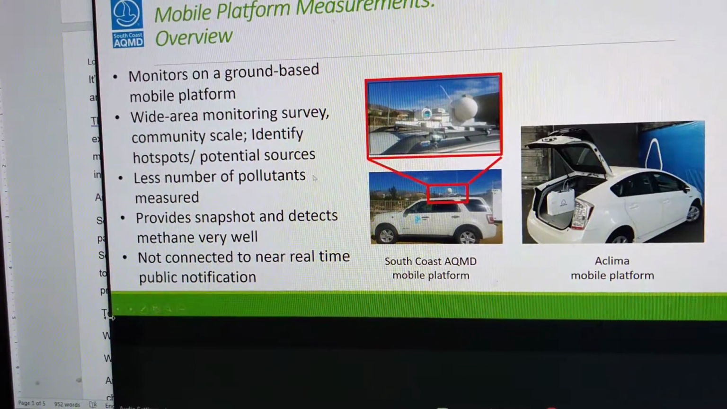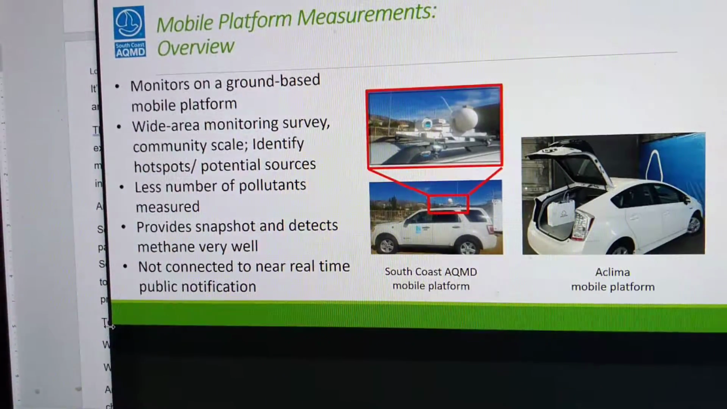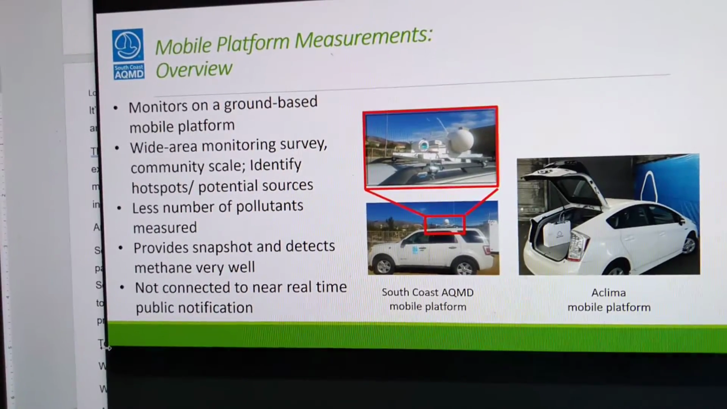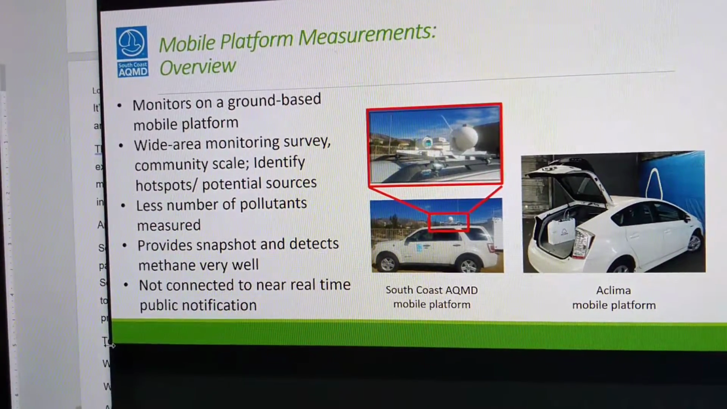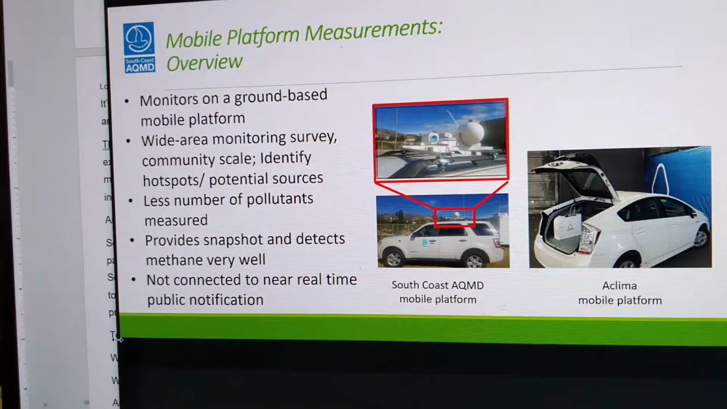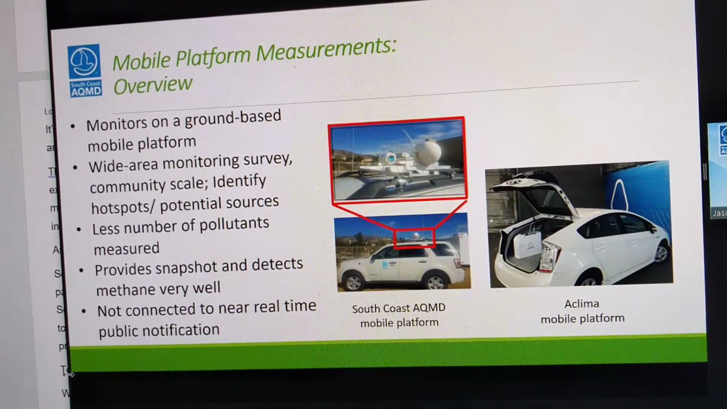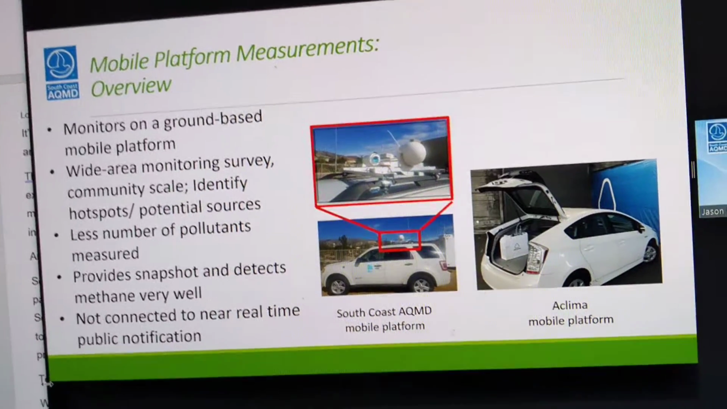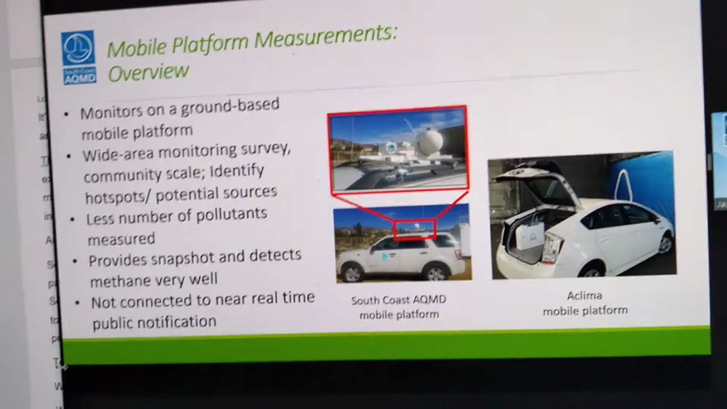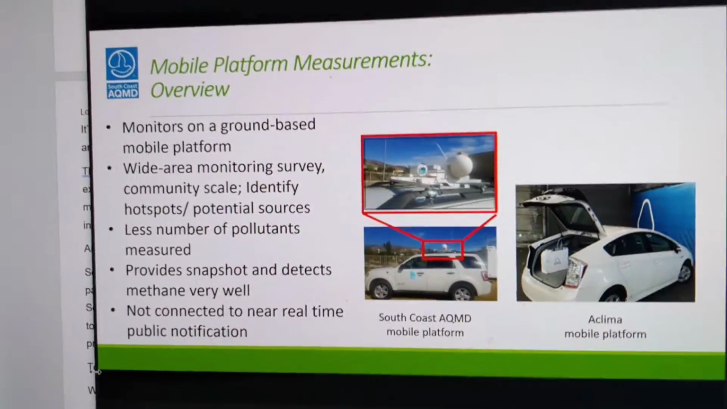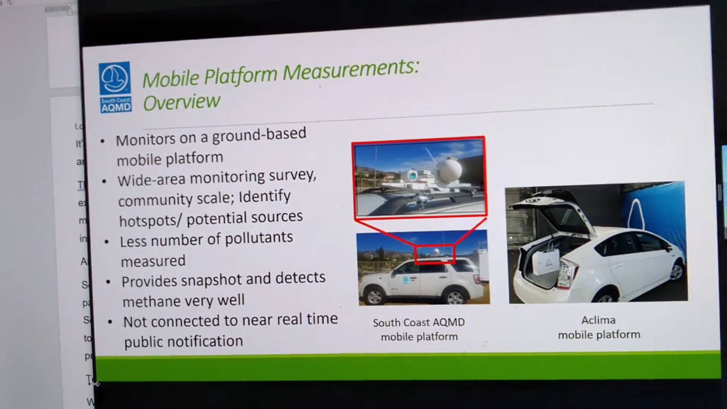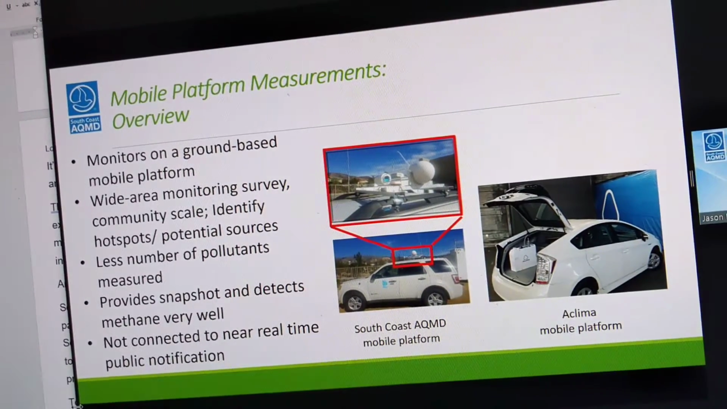The other gap for this type of technology and approach is that it wouldn't necessarily be connected to a real-time public notification system, and wouldn't have that 24/7 coverage because the person actively would have to drive. And typically, this type of monitoring is used in response to complaints, or if we're trying to get a general profile.